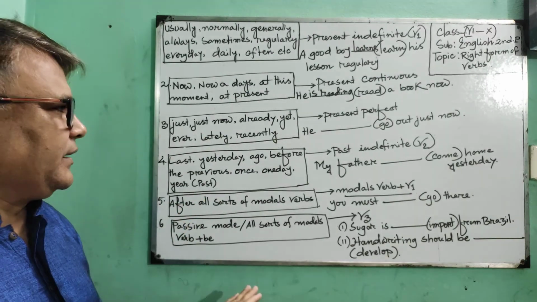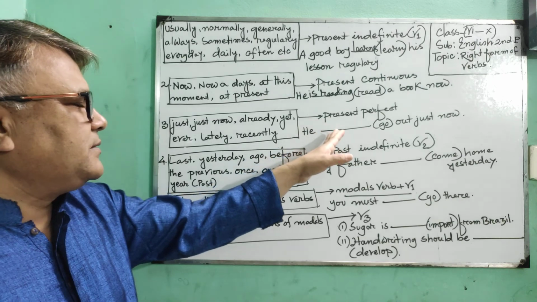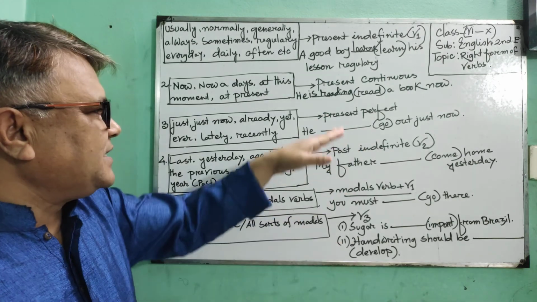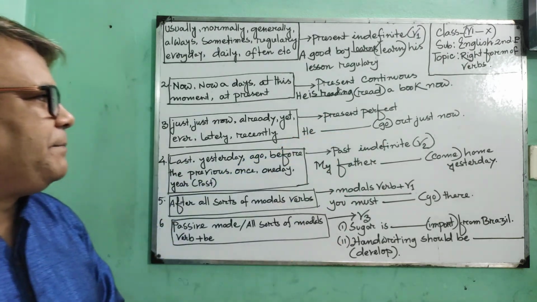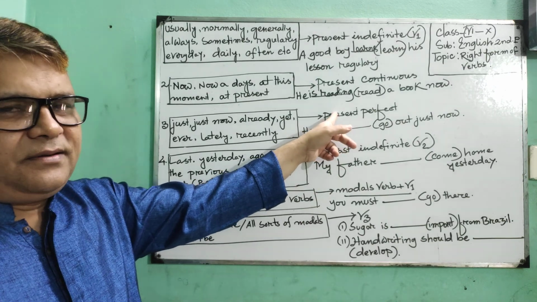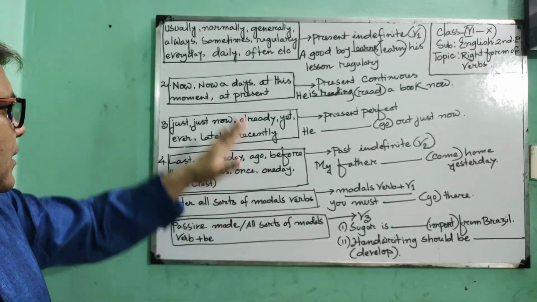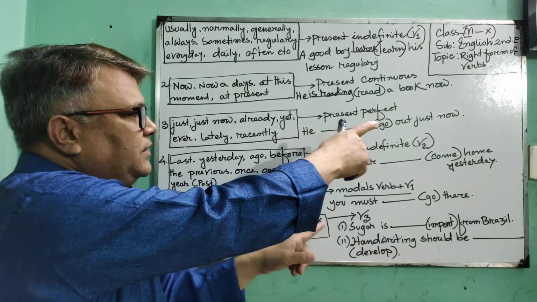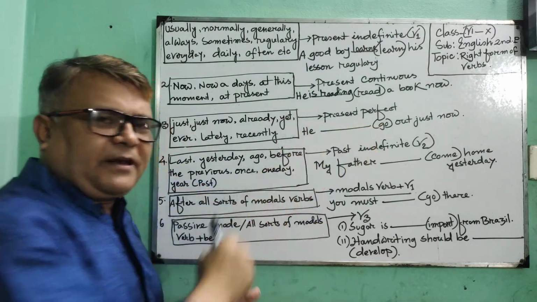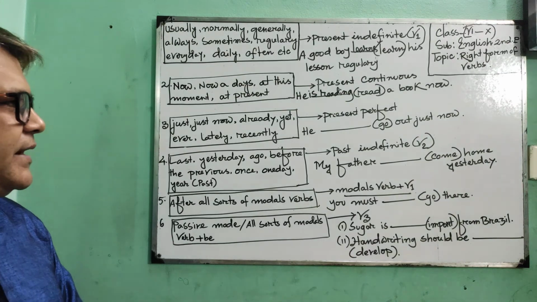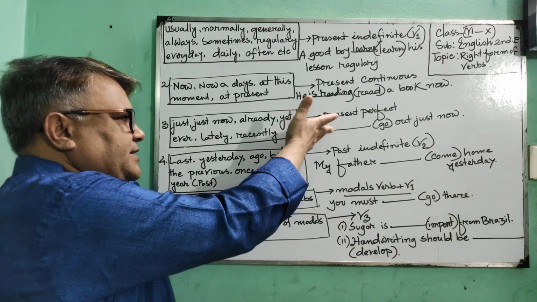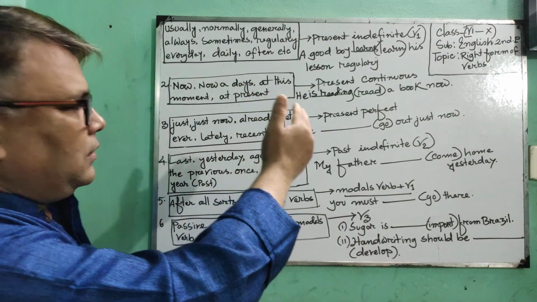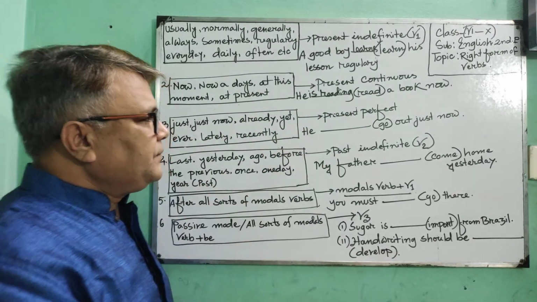you have to think it should be present perfect tense. If you find all sorts of such adverbs in any sentence, it should be present perfect tense. So there is an example in rule number 3.